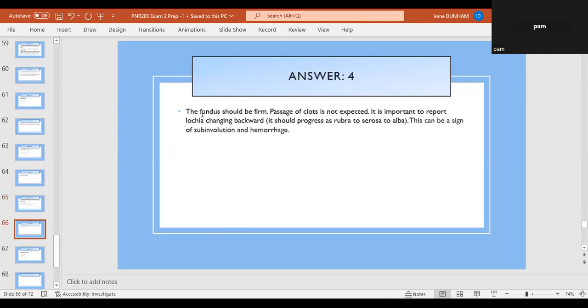Yes. So the fundus should be firm. We said that. The passage of clots is not expected. It is important to report lochia changing backwards. It should progress as rubra to serosa to alba. This can be a sign of subinvolution and hemorrhage. And subinvolution is where there's something that's causing the uterus to not involute, which we know involution is a return of the uterus to its pre-pregnancy state.